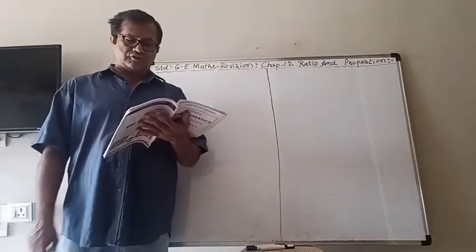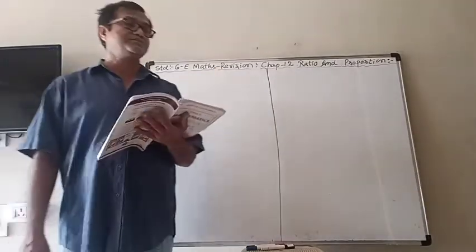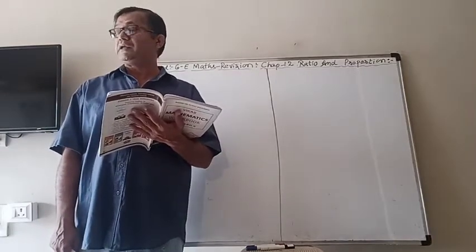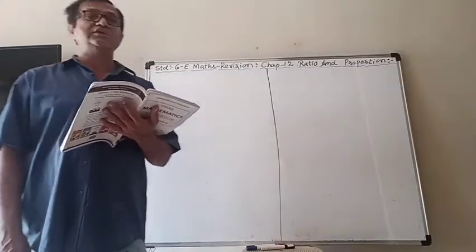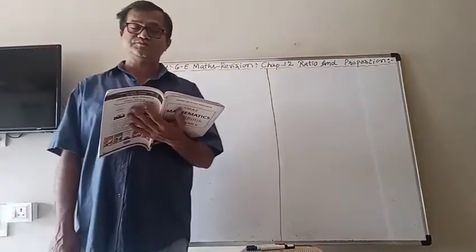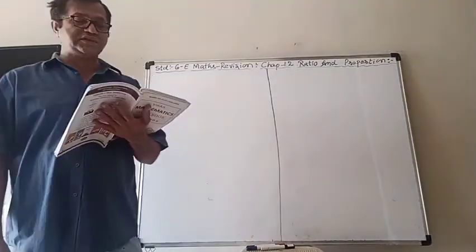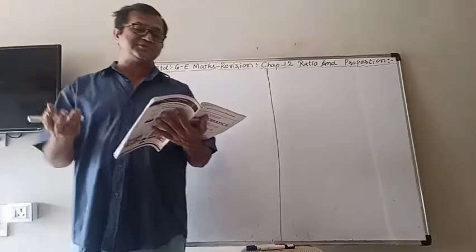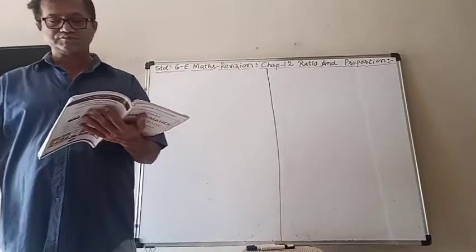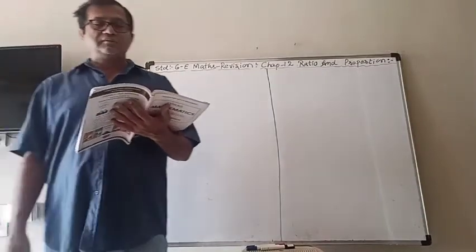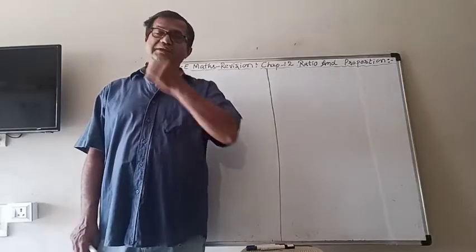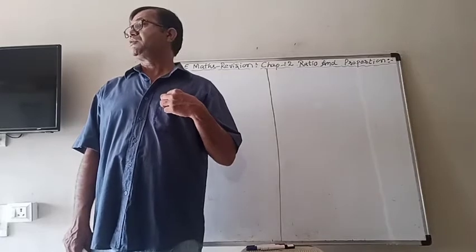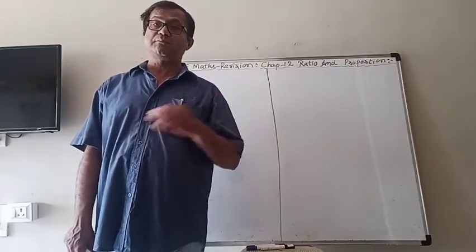We know that when two quantities are compared by division, it is known as a ratio. Then we can say that one quantity is how many times the other quantity. And when we find the ratio, it is very important that the unit of both the quantities must be equal.